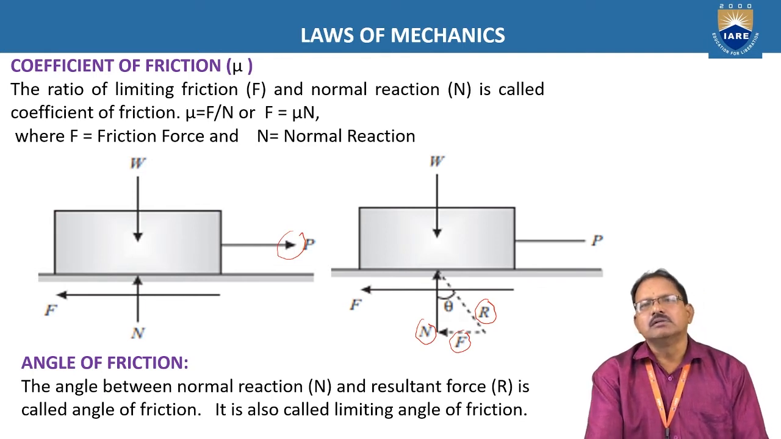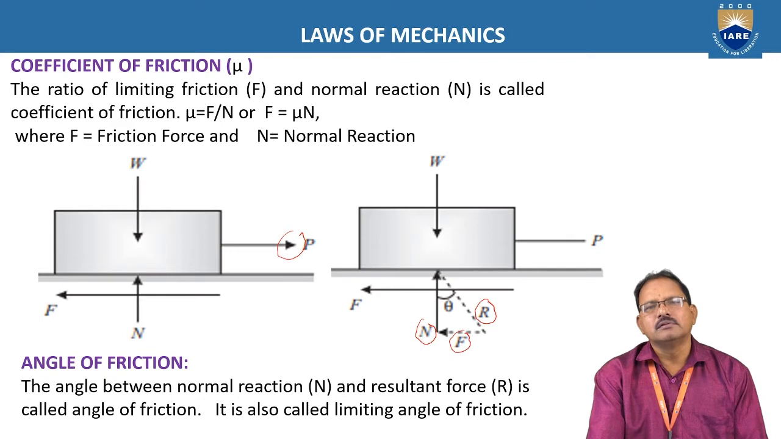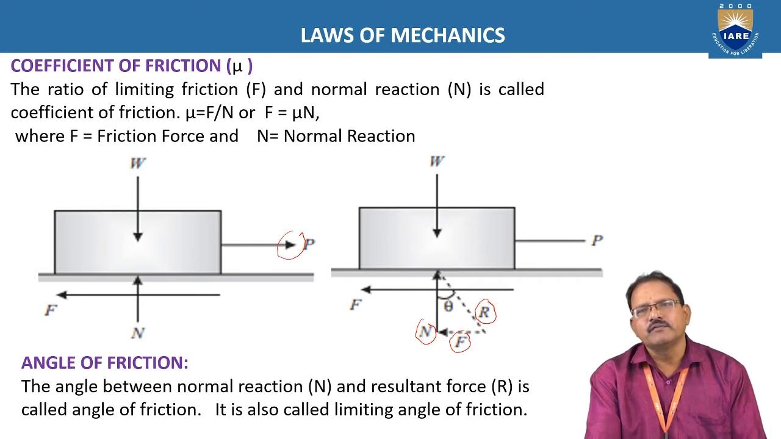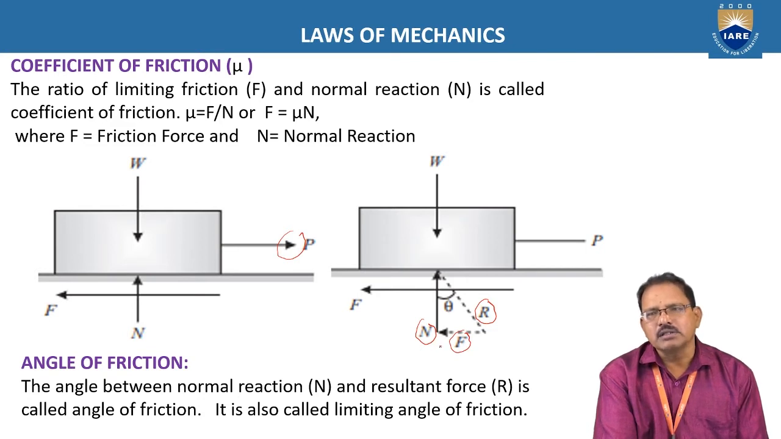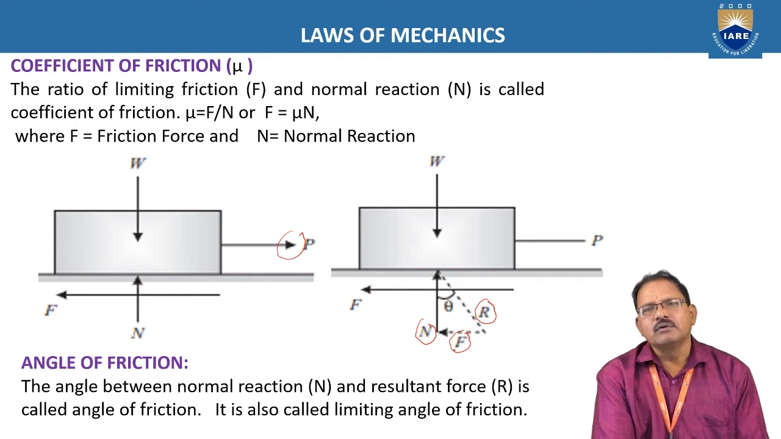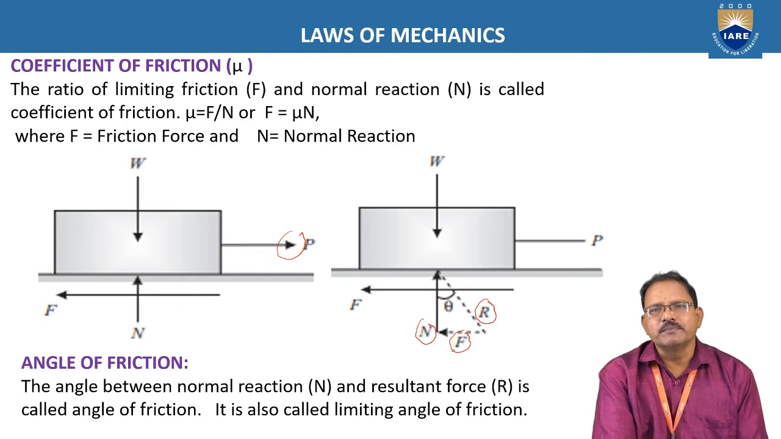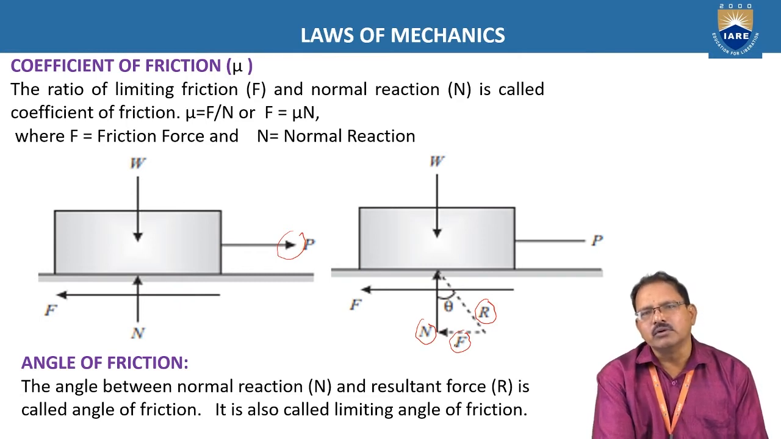Now, at this stage, the ratio of the limiting friction to the normal reaction is always a constant. This constant is called the coefficient of friction. Here, F represents the frictional force and N represents the normal reaction. The ratio of F to N is called the coefficient of friction. It is always represented here by mu naught.